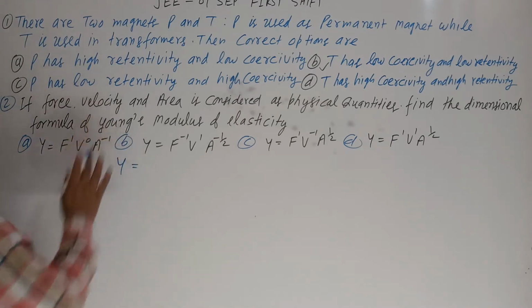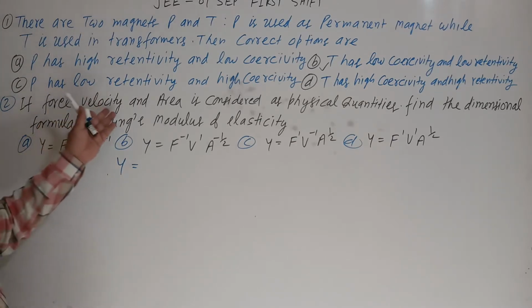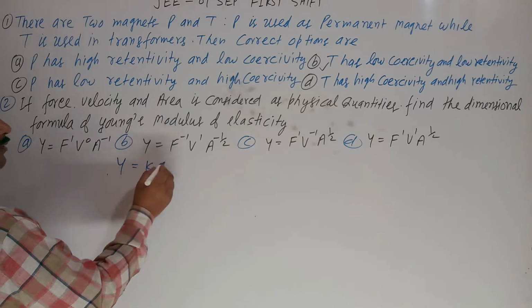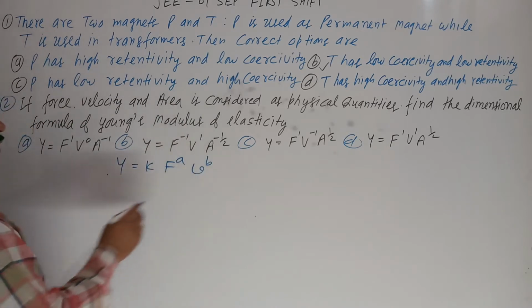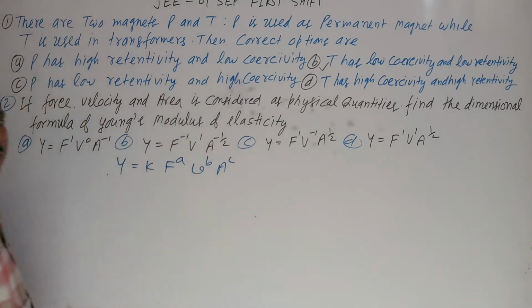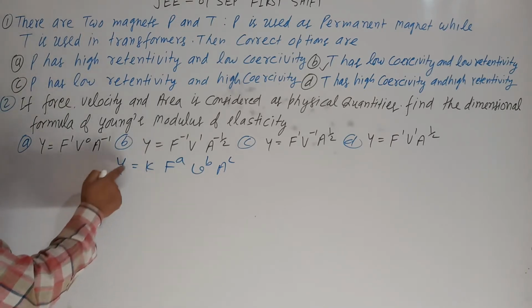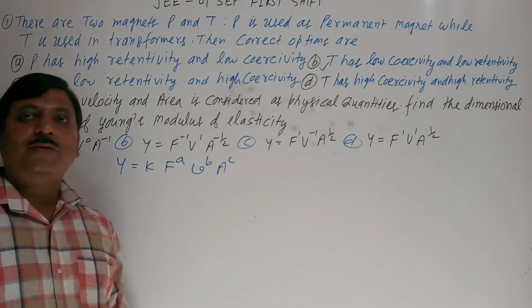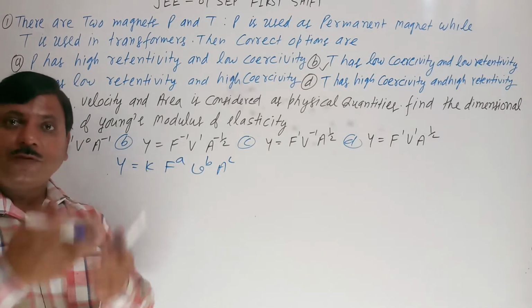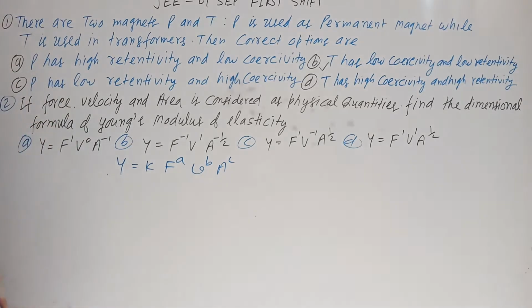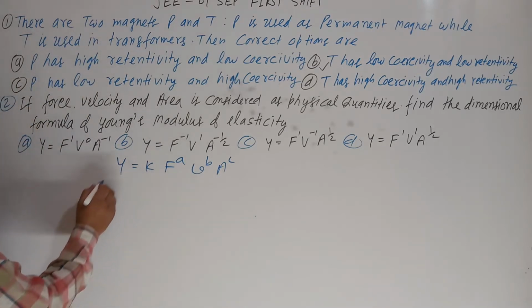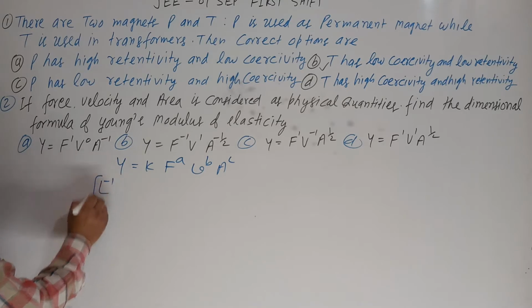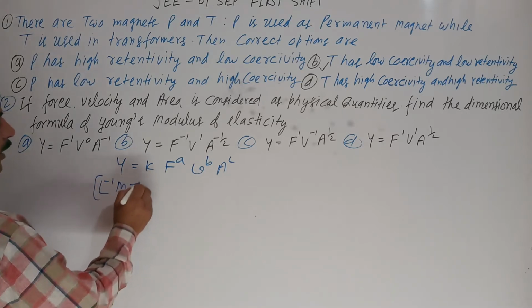So what we have supposed is the dimensions of force are A, B and C. K is a dimensionless constant, F power A, V power B and area power C. Write the dimension formula on both sides. So Young's modulus Y is equal to force upon area. Force is L m t raised to minus 2, divided by area, L power 2, so it is L power minus 1 m t raised to minus 2.